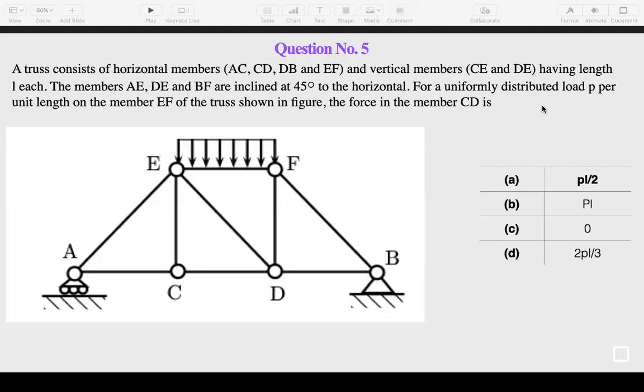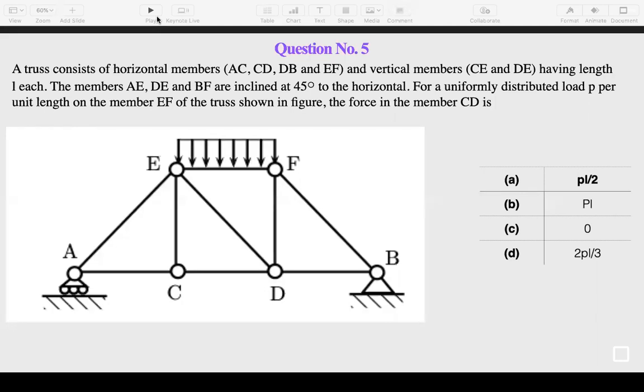And they have asked for the force of member CD. We can use the method of joints, and we can also use the method of sections. By both methods we can solve this problem. But instead of going for the method of sections, we can solve this problem with the help of the method of joints.